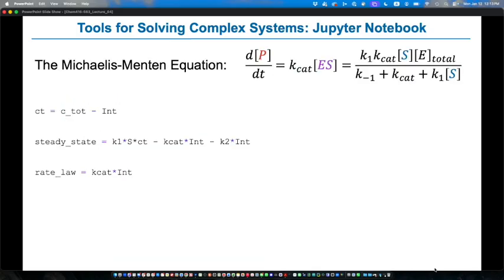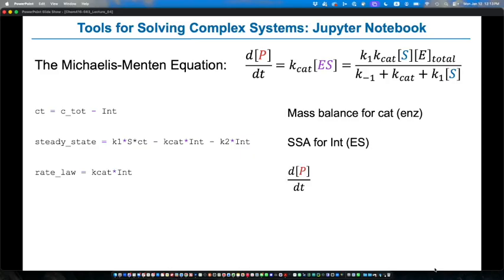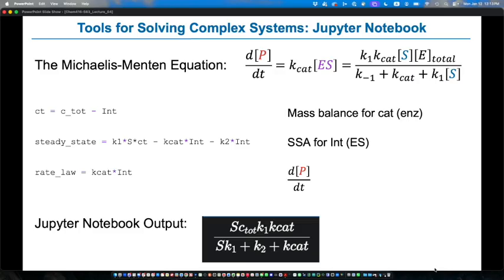This is just the description of what those values are. So the 3 equations here: my catalyst total is just the mass balance equation. That's my steady state approximation. And this is the rate law, which is my d product dt, which in the end, the notebook output should give you this, which looks like what you have over here.